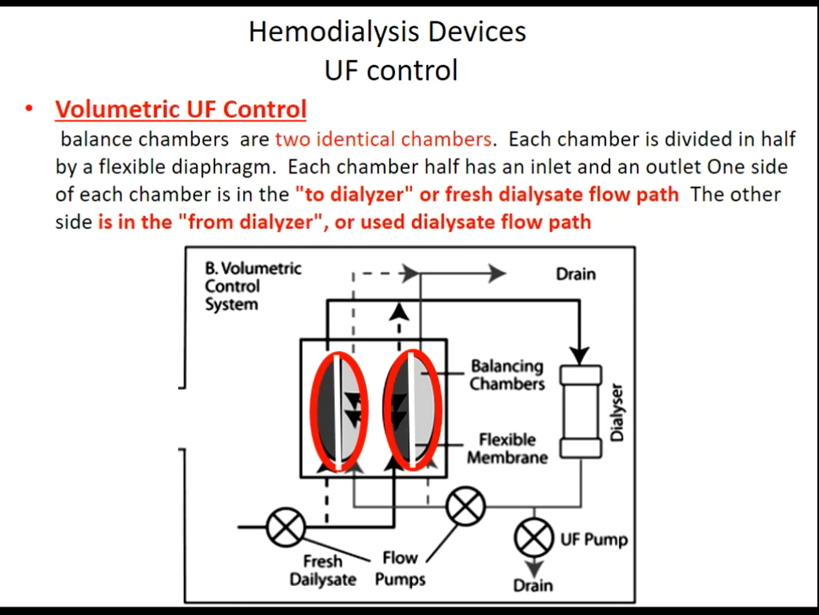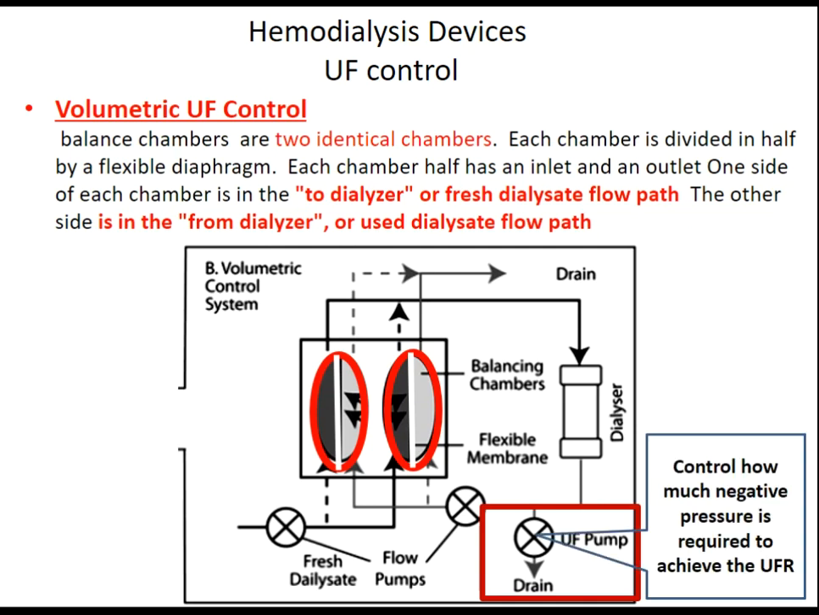is in the to-dialyzer or the fresh dialysate flow pathway, and the other side is from the dialyzer or used dialysate flow pathway, controlled by an ultrafiltration pump. This ultrafiltration pump controls how much negative pressure is required to achieve the desired ultrafiltration rate.